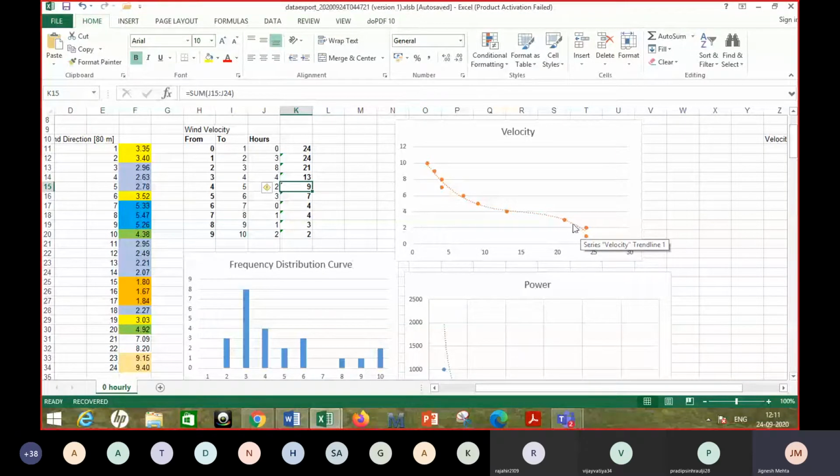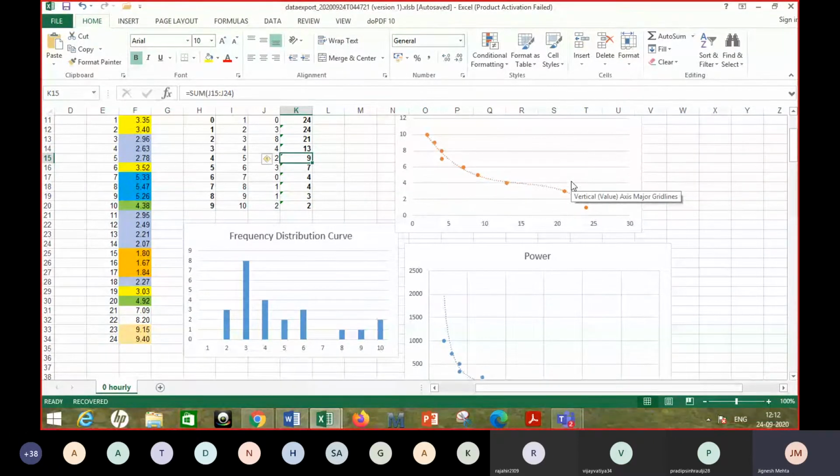Okay, so you put those points. Obviously, as the velocity is more, this number will go on reducing, the number of hours for which you had that velocity and more than that velocity, right? So this vertical axis is velocity in meter per second, horizontal axis is number of hours. So you can see this pattern. Okay, so this pattern matches with what was shown by me in the document that I used to explain you these two graphs or curves.